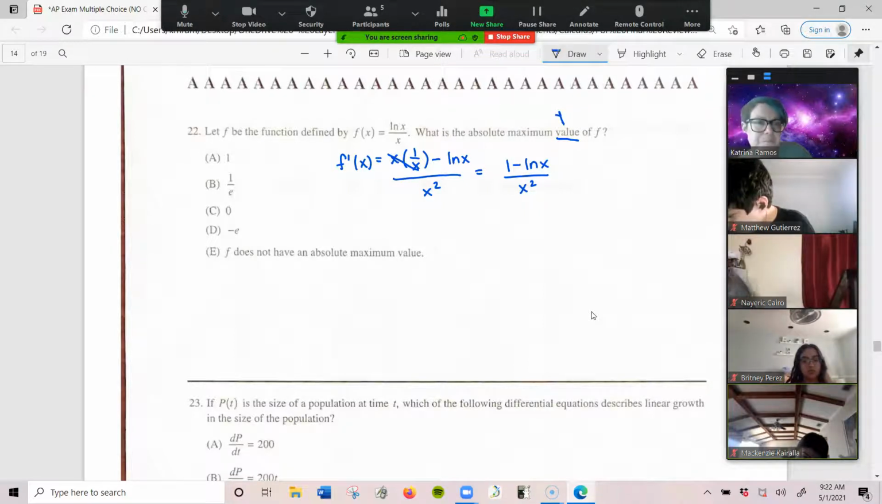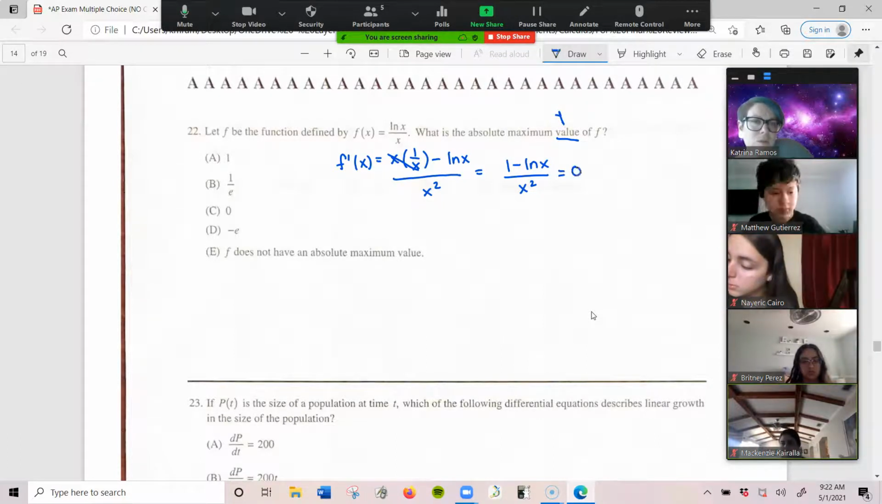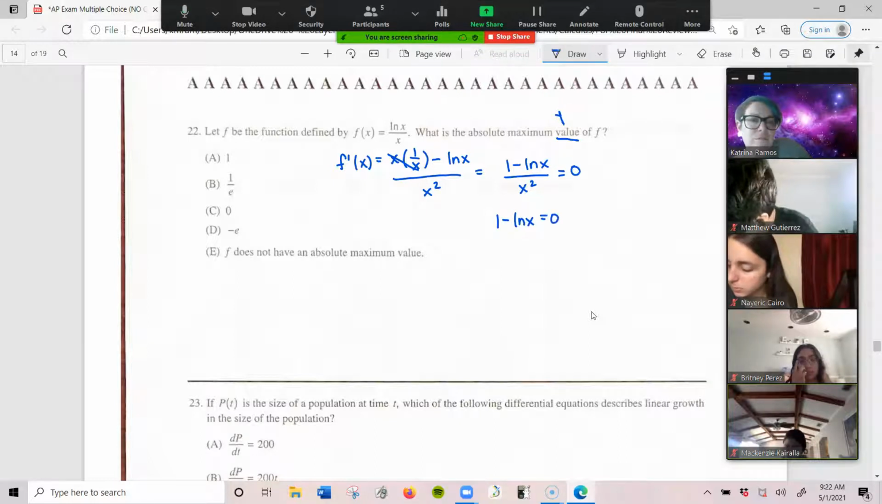Is that okay? So this is going to equal, in order to find the maximum, it's going to equal 0. To figure out when a rational function like this, when you end up with a fraction, equals 0, you just have to focus on the numerator, when the numerator is equal to 0. Okay? So 1 minus the ln of x is equal to 0.